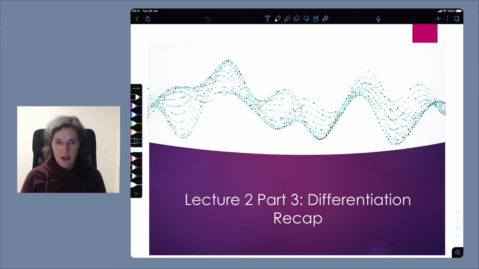So for this part of the lecture, we're just going to do a bit of a recap on differentiation because we're going to be needing it next week as we move on to slightly more advanced differentiation topics. So this might well be something that you can just look through at double speed. But if it's been a while since you did differentiation, then just use this as a chance to remember what's going on.